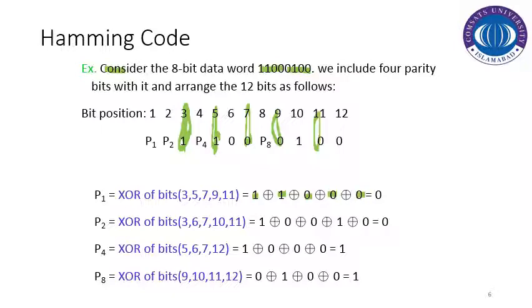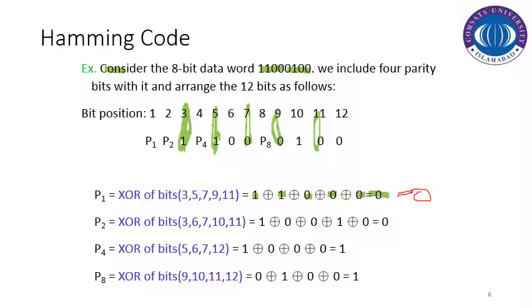We're going to compute the exclusive OR operation here basically to decide P1. So this is 1 exclusive OR 1, exclusive OR 0, exclusive OR 0, exclusive OR 0, that is equal to 0. So P1 is set to 0 in this particular case for that data.